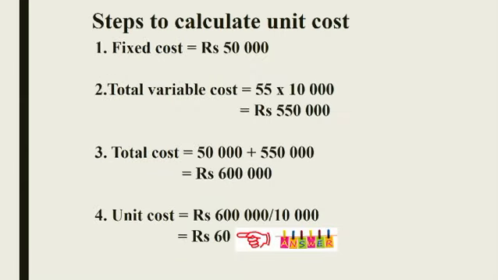The answer is fixed cost is 50,000 rupees. Total variable cost is equal to 55 multiplied by 10,000 is equal to 550,000 rupees. Total cost is equal to 50,000 rupees plus 550,000 is equal to 600,000 rupees. Hence, we get a unit cost of 600,000 rupees divided by 10,000 is equal to 60 rupees.